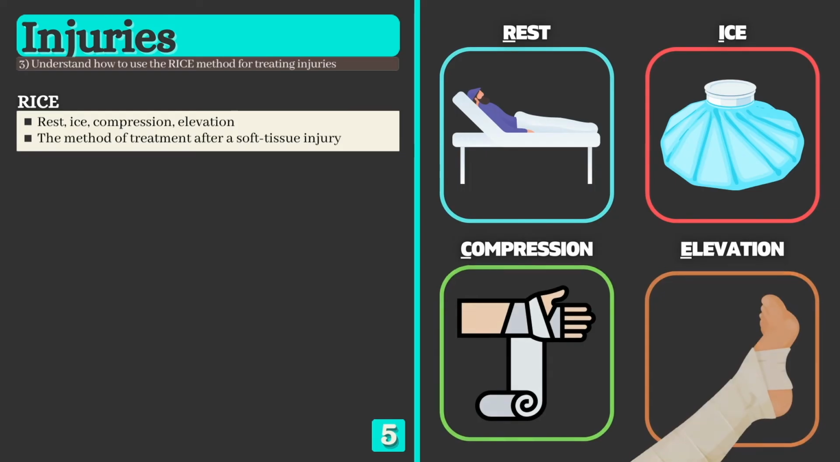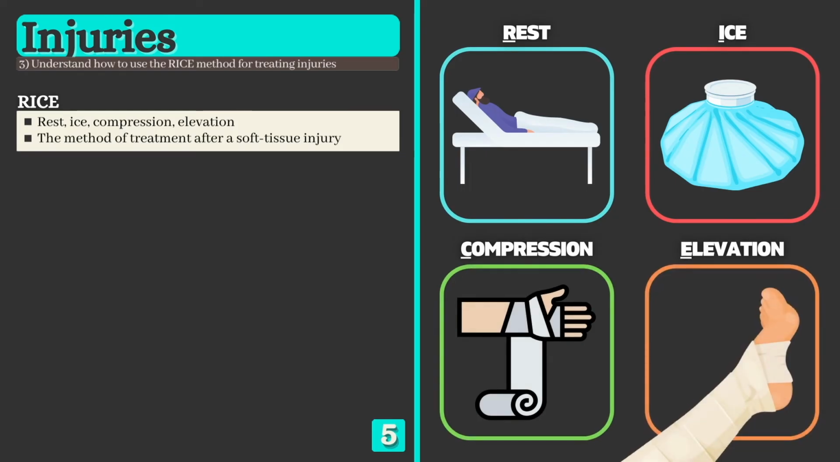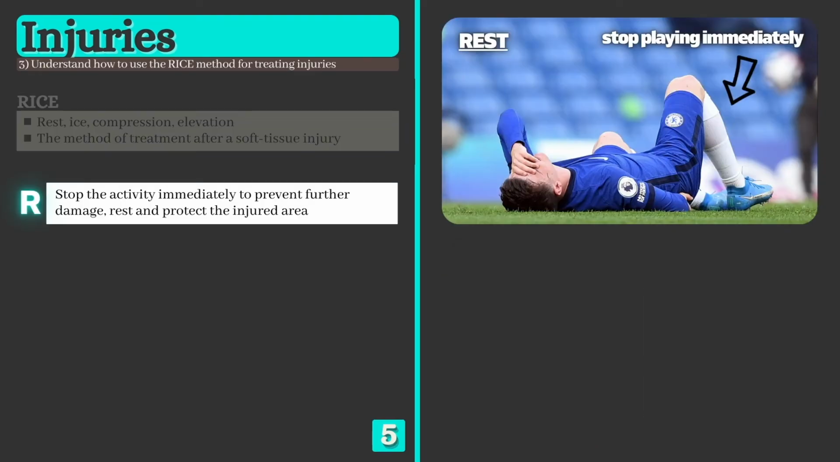RICE, which stands for rest, ice, compression and elevation, is a recognised method used to treat soft tissue injuries. It provides a basic series of steps to support, relieve pain and decrease the recovery time of the patient. Rest. The individual should stop playing immediately and rest the injured area to prevent any further damage from occurring.